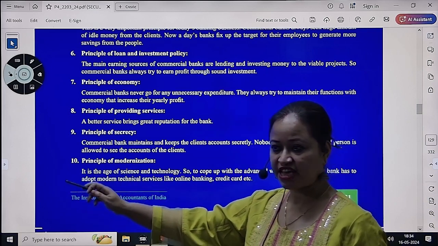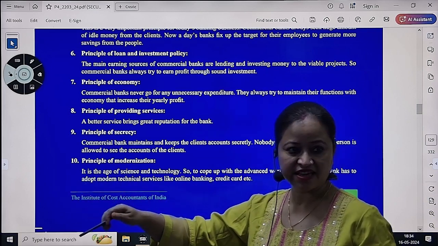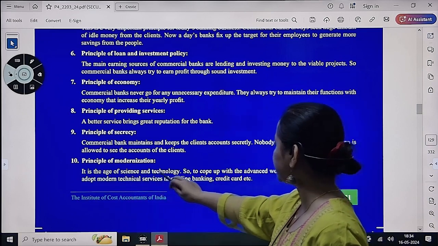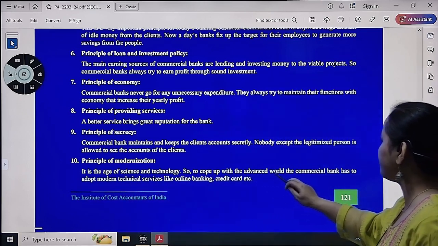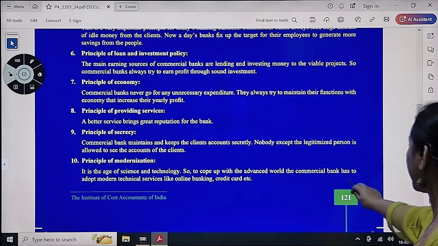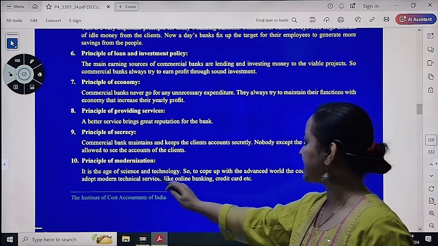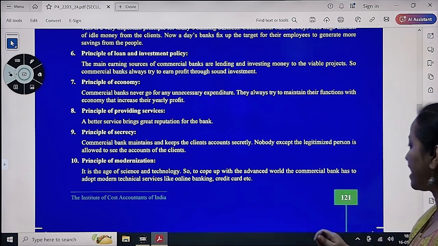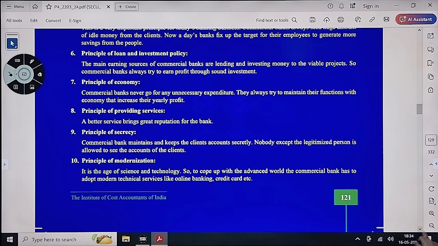RTGS is there, okay? Mobile banking is there, internet banking is there. So it is the age of science and technology. So to cope up with the advanced world, the commercial bank has to adopt modern technical services like online banking, credit card, debit card, etc.